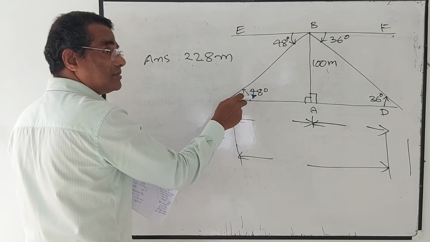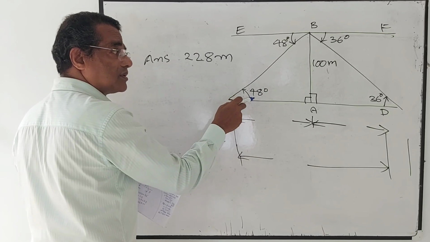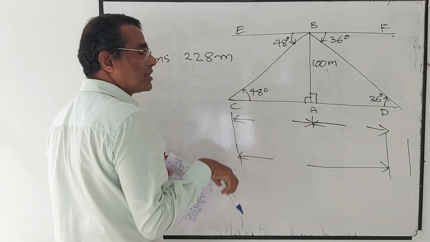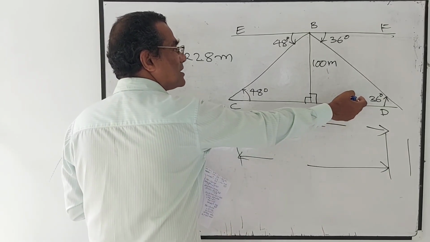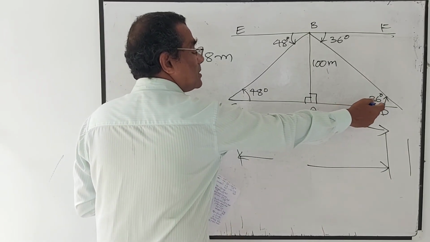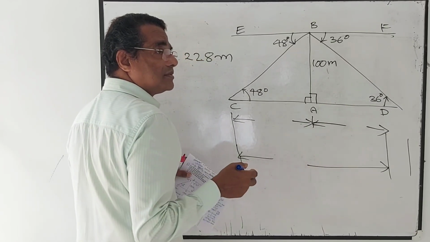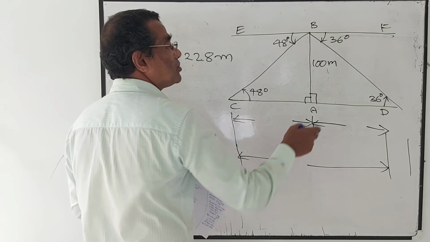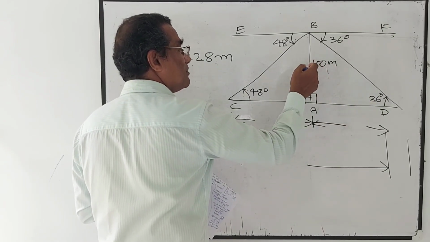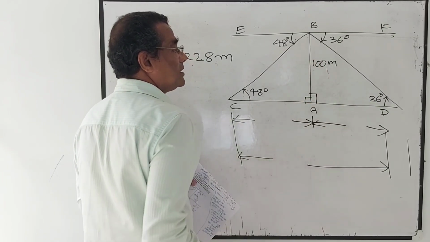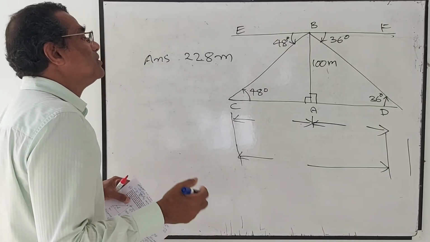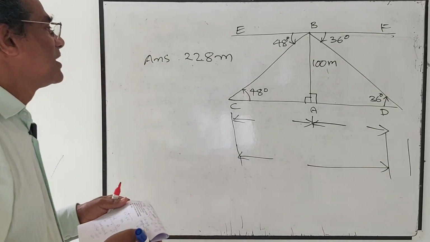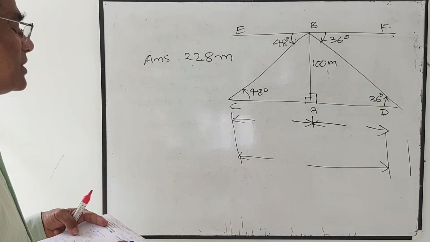Tan 48 value you can find out from the trigonometrical table. Tan 48 degree will be equal to AB by CA. From that you can find out CA. Then consider this triangle, take tan 36 degree. Again tan 36 degree can be found from the trigonometrical table. So tan 36 degree will be equal to 100 by AD. From that you can find out AD. And after that add CA and AD, so that you will get the distance between the two ships.